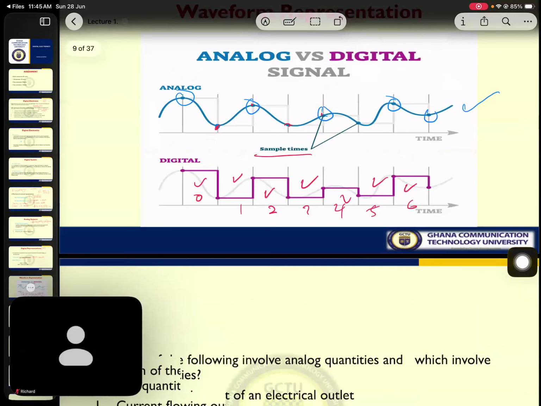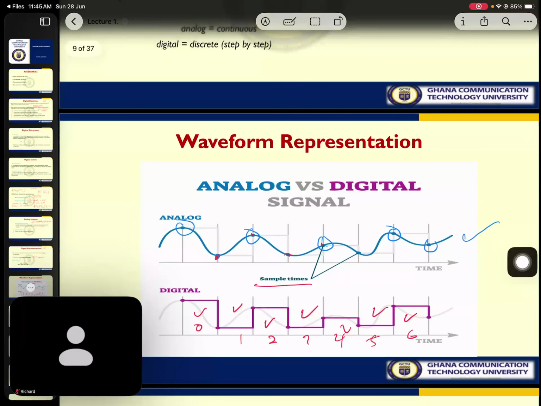Please, any question before I move to the next slide? Let's all try to understand and also ask questions so that it helps all of us. Any question here before I move on? So the points that the digital signals move, is that also considered to be amplitude, right?